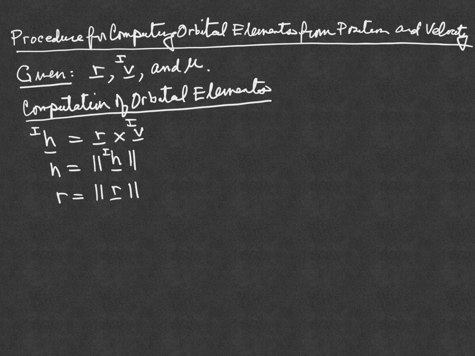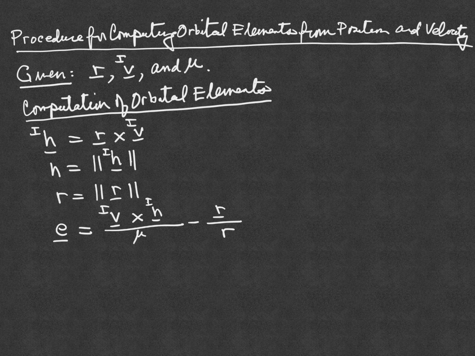Now, this information can then be used to construct or compute the eccentricity vector. So the eccentricity vector is equal to v crossed with h, all divided by mu, minus r divided by its magnitude.